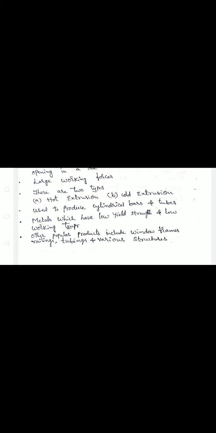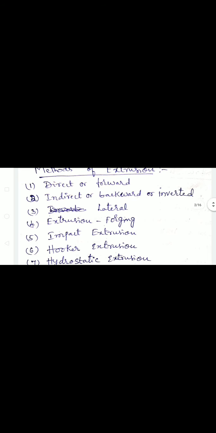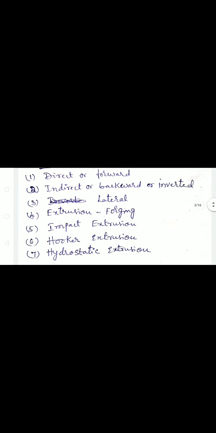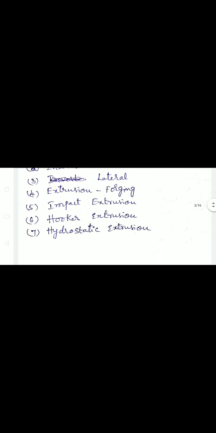Now, the methods of extrusion. There are so many methods of extrusion. The extrusion process may be classified into different types, such as direct or forward extrusion, indirect or backward or inverted extrusion, lateral extrusion, extrusion forging, impact extrusion, Hooker extrusion, and hydrostatic extrusion. These are the different types of extrusion processes. We'll discuss them one by one.